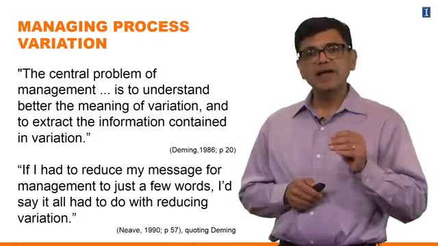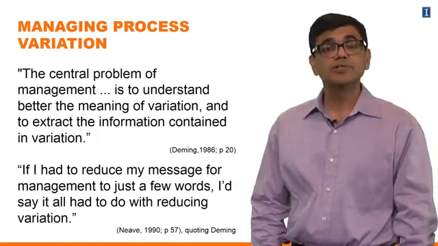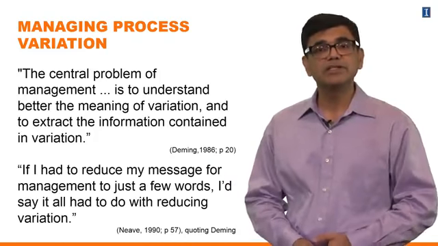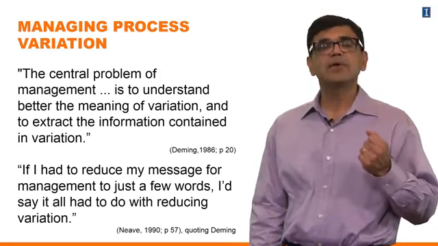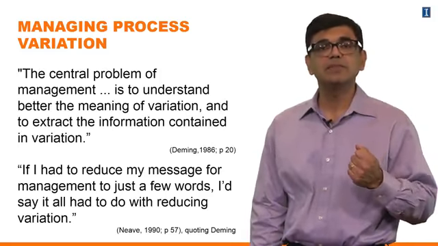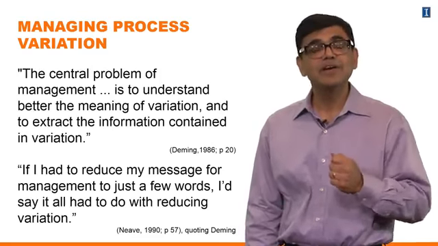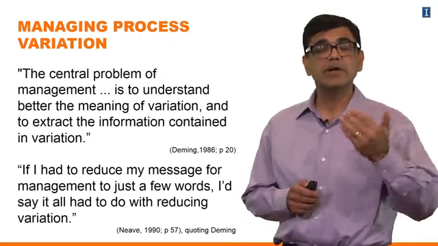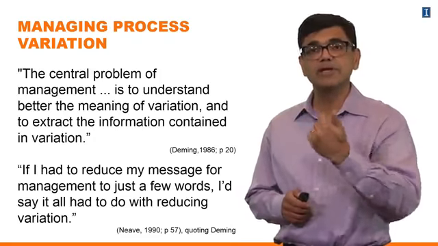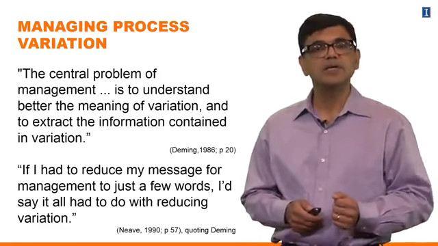So finally, in closing, I quote from another person who is very well known in quality circles. This is Deming, and Deming said that the central problem of management is to understand the meaning of variation. Now, what he meant was that there's going to be variation in processes. You cannot eliminate variation completely. Some of the variation might come from customers, some from suppliers, some from the way the process is being done.